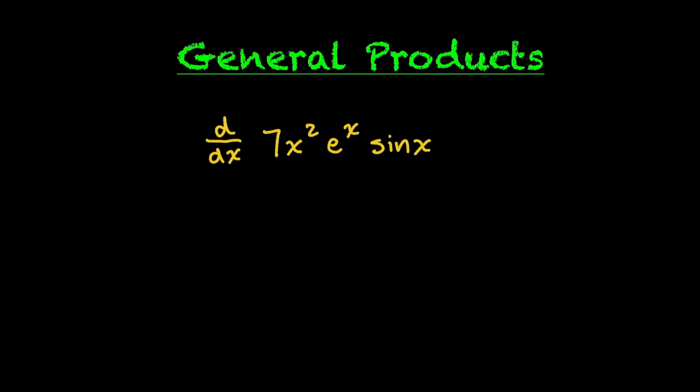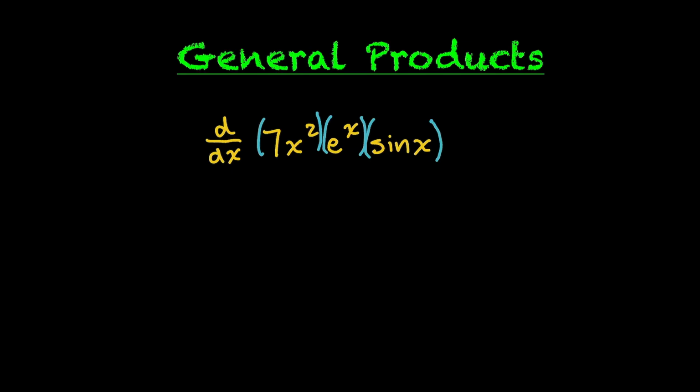For our next example, we're going to take a look at a general product rule. This is where we're multiplying more than 2 functions together. So in this case, we have 3 functions. We have 7x squared times e to the x times a third function sine of x, and we want to take the derivative of that triple product.